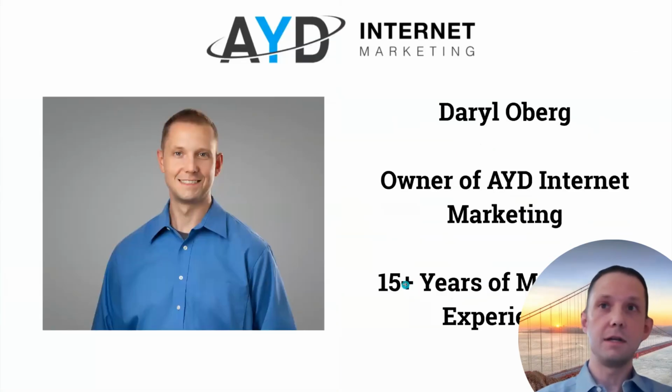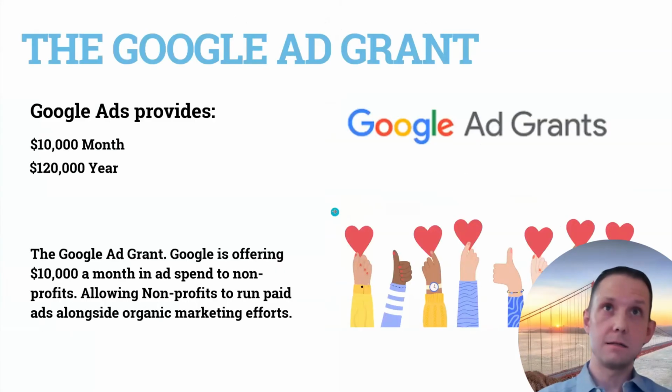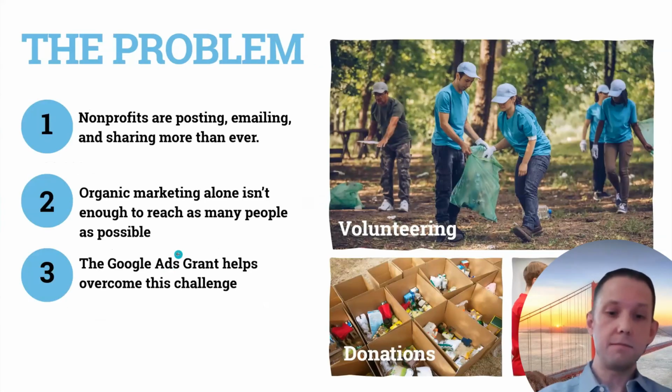So let me ask you a question. How would you feel if you had $10,000 a month in ad spend to work alongside your current organic marketing? It exists. It's called the Google Ad Grant. It's $10,000 a month to eligible nonprofits that most nonprofits will benefit from. And here's the problem today.